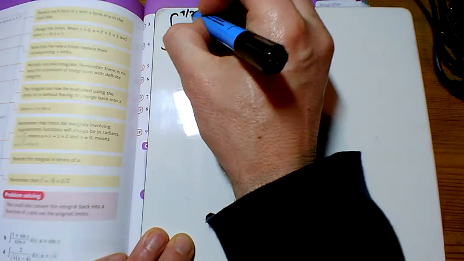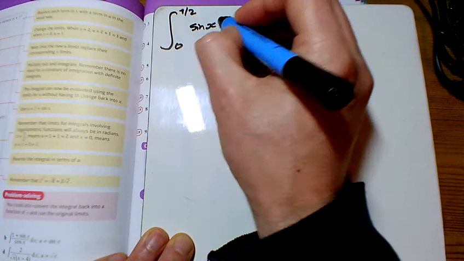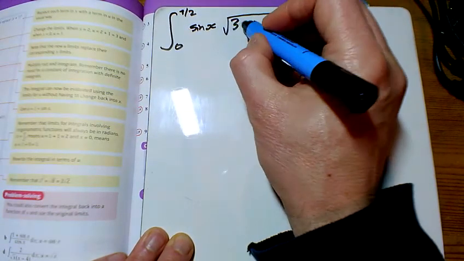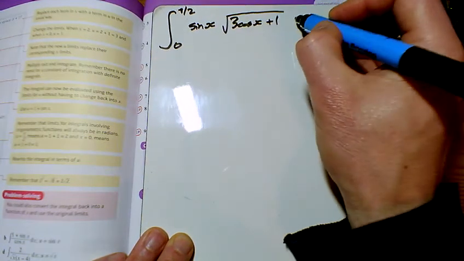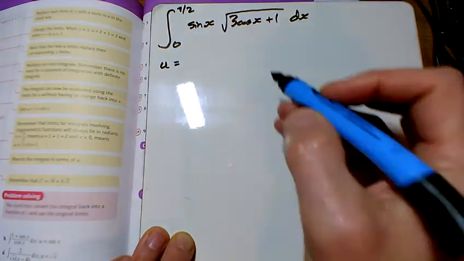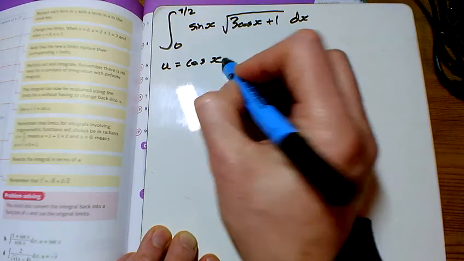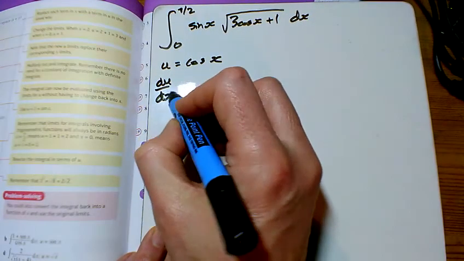We've got a trig one for c. We've got the integral between 0 and pi over 2 of sine x times the square root of 3 cos x plus 1. So u is equal to just cos x, is it? Often I do the bit in the whole bracket there, but let's work with that. U equals cos x, so that differentiates.